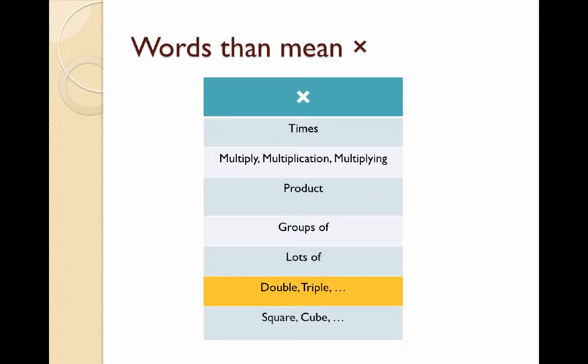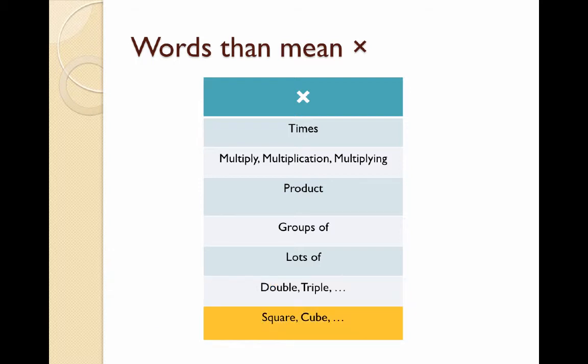If you see something like double or triple, it means to multiply by a very specific number. Double means to times by 2 and triple means to times by 3. You also get quadruple and quintuple and things like that, but they are the most important ones because they're the ones that you're going to use the most.